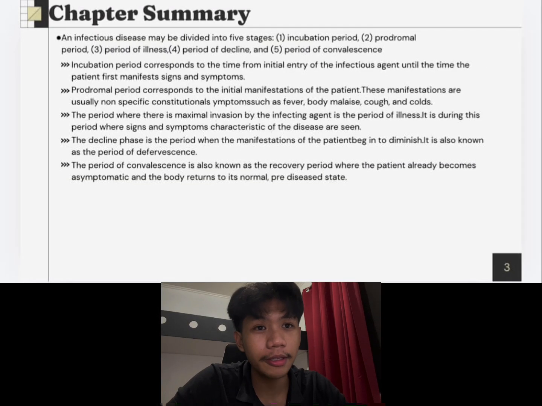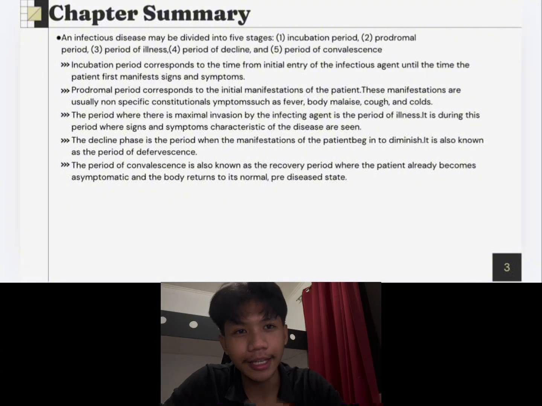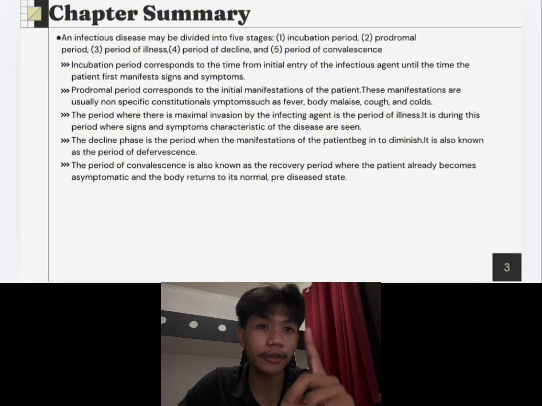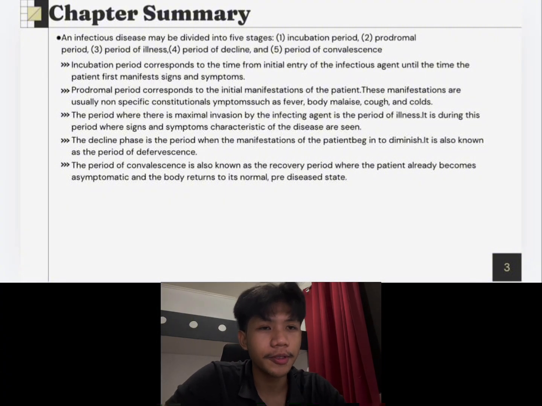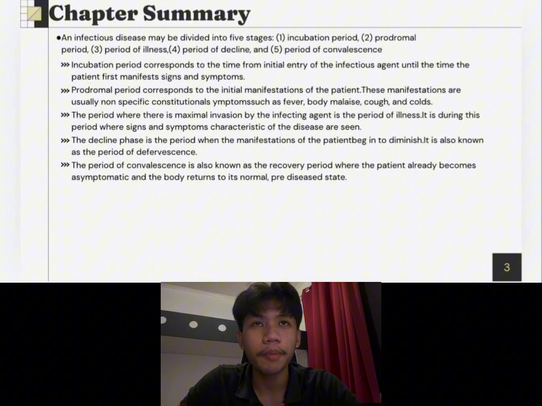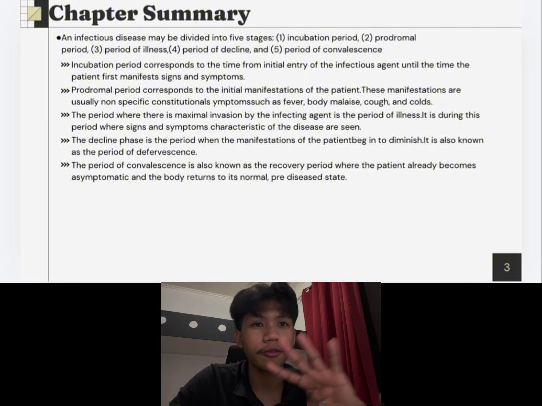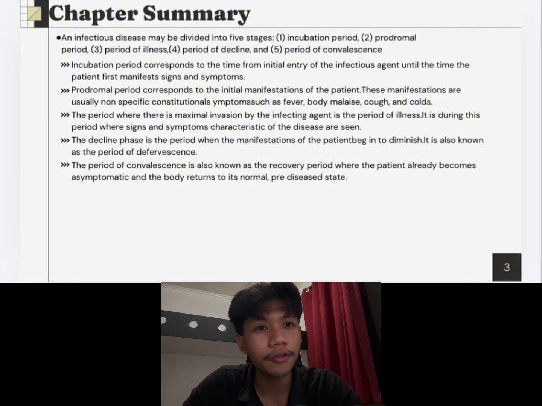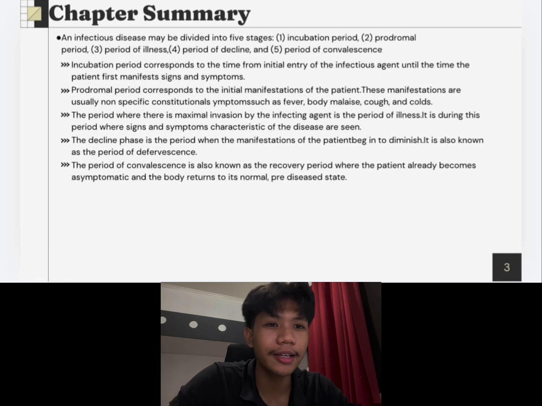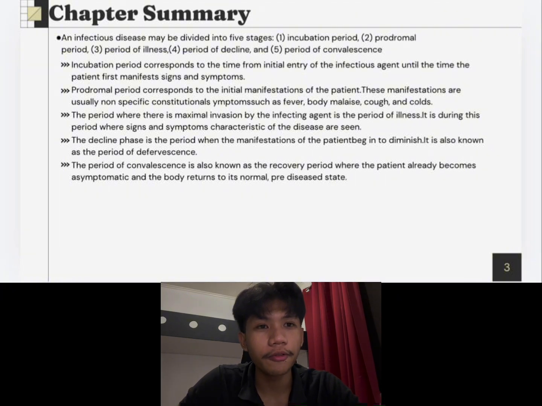Infectious disease may be divided into 5 stages. So, first, we have incubation period. Second is prodromal period. And third is we have period of illness. And fourth is period of decline. And lastly is period of convalescence.